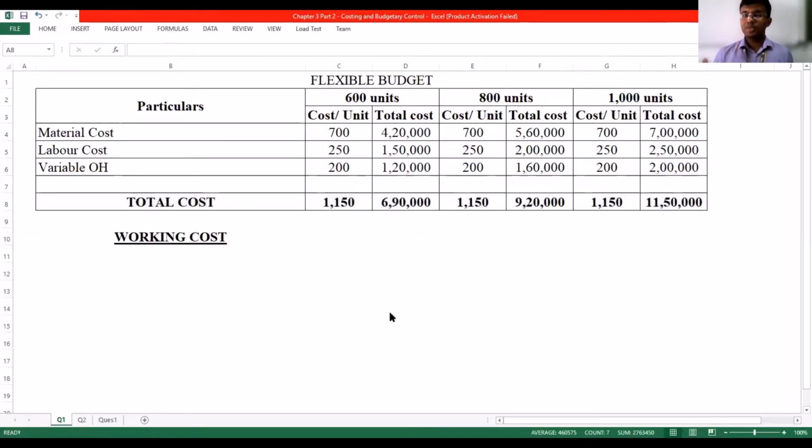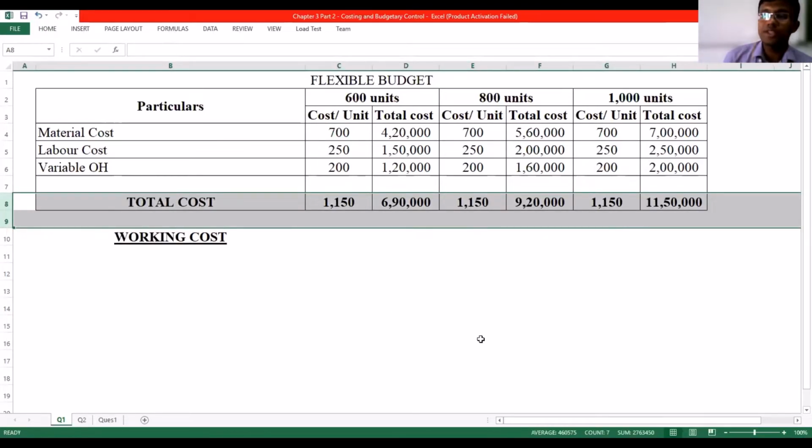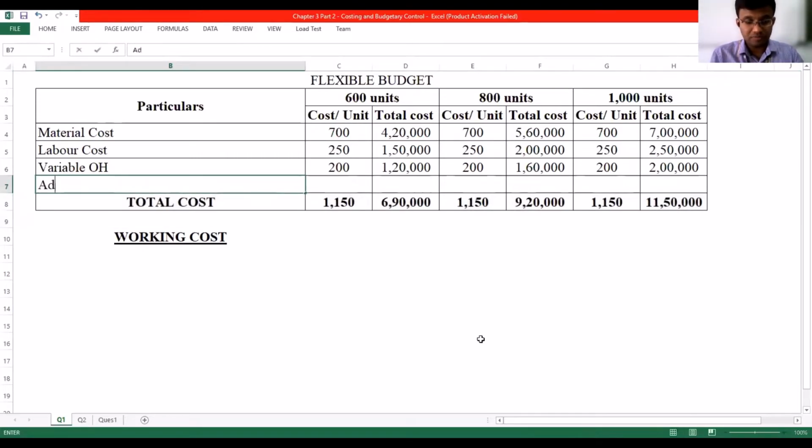Now, the last cost that is being given to us is the administrative expense. Now, administrative expense, what type of cost is it? It is given to be a fixed cost. How do we know it's a fixed cost? Because it is given to us in the question that administrative expenses will remain rigid irrespective of the level of output.